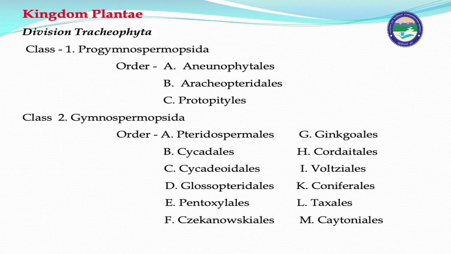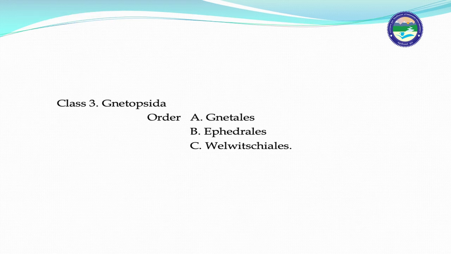These three classes were further divided as follows. Division Tracheophyta contains class Progymnospermopsida, which contains three orders. Then the class Gymnospermopsida contains 12 orders. Then the third class Gnetopsida contains three orders.